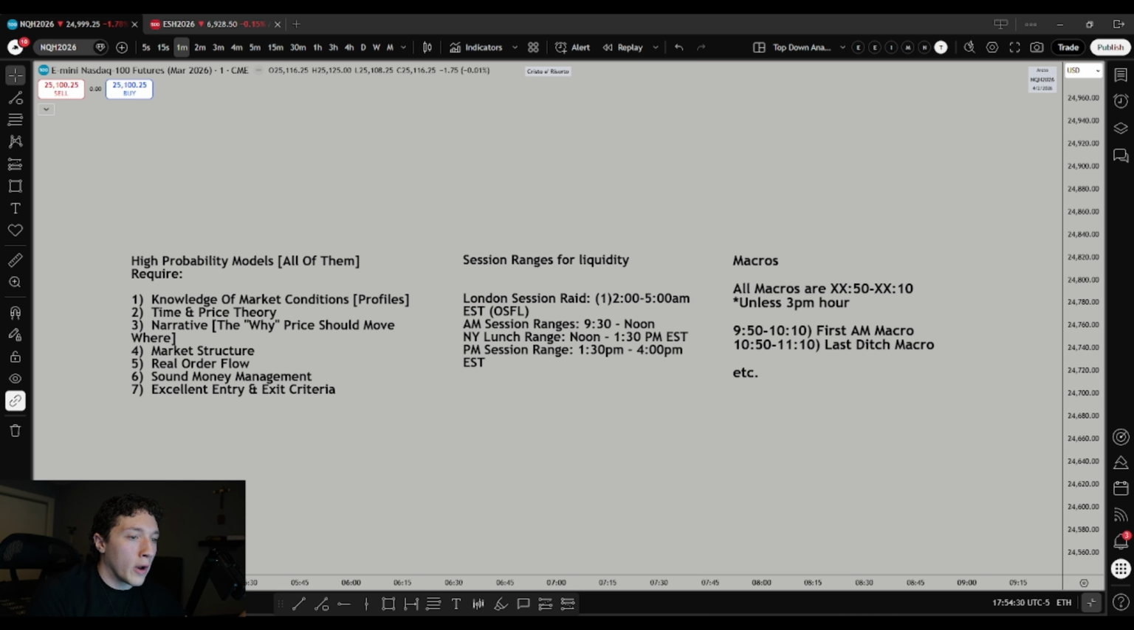But when we now look at macros, they are so overpowered. But some people in the trading space will like to say that they don't work. Macros don't exist, they don't work, and all of those people don't know what they're talking about. All of the macros are the last 10 minutes to first 10 minutes of every single hour, unless it's 3 o'clock, power hour. For example, 9:50 to 10:10. The X's are simply placeholders. 9:50 to 10:10 is the first AM session macro.